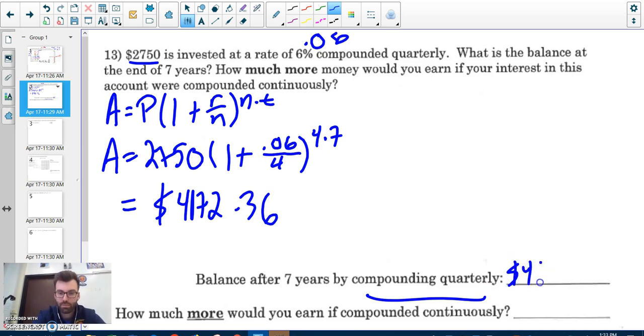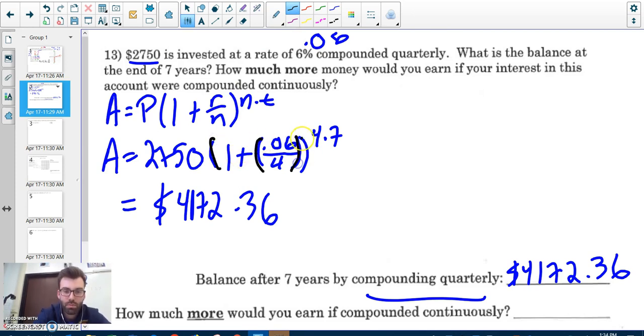Be careful with your parentheses. When you plug this into your calculator, you want to put a parentheses here and make sure you're doing a single here, a single there, and then I need to follow it with a double, 2 there. And then this would be to the 28th power. So just be careful with how many sets of parentheses you use. Okay.